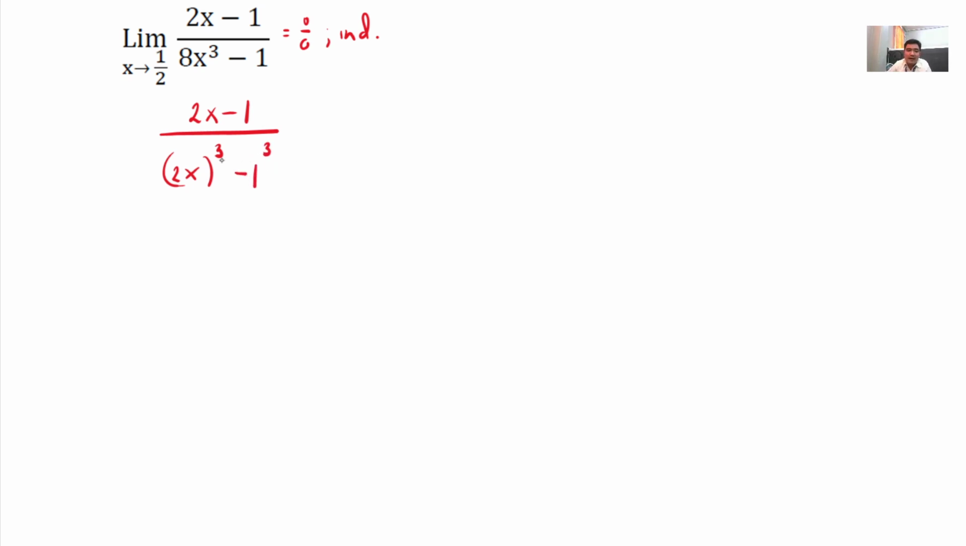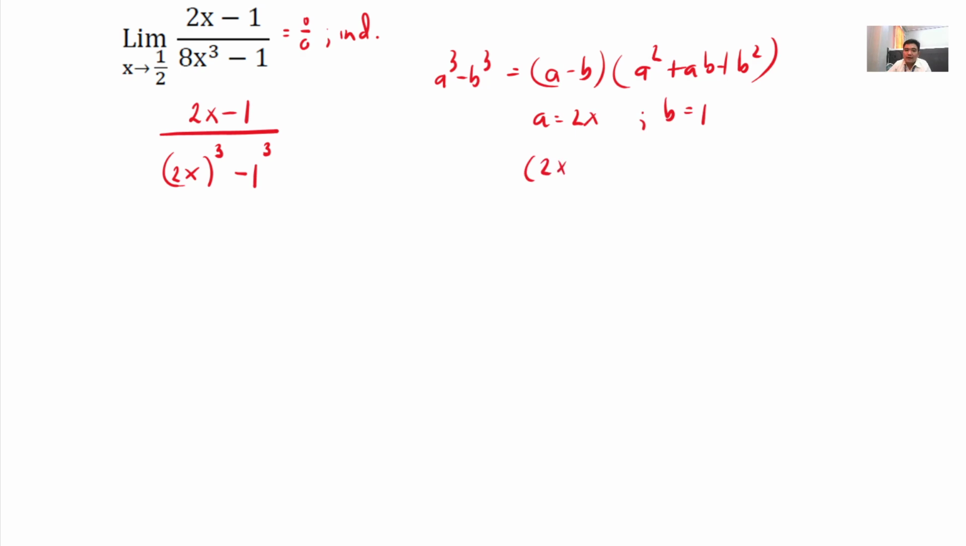So makikita mo sa baba, class, the difference of two perfect cubes. So paulit-ulit, a cubed minus b cubed is equal to a minus b times a squared plus ab plus b squared. So ang a ko dyan is 2x, then ang b ko dyan is 1. So that is 2x minus 1 times, ang a ko is 2x, 2x squared plus ab, so that is 1 times 2x, then plus b squared, which is 1 squared, so 1 na lang siya. Okay?